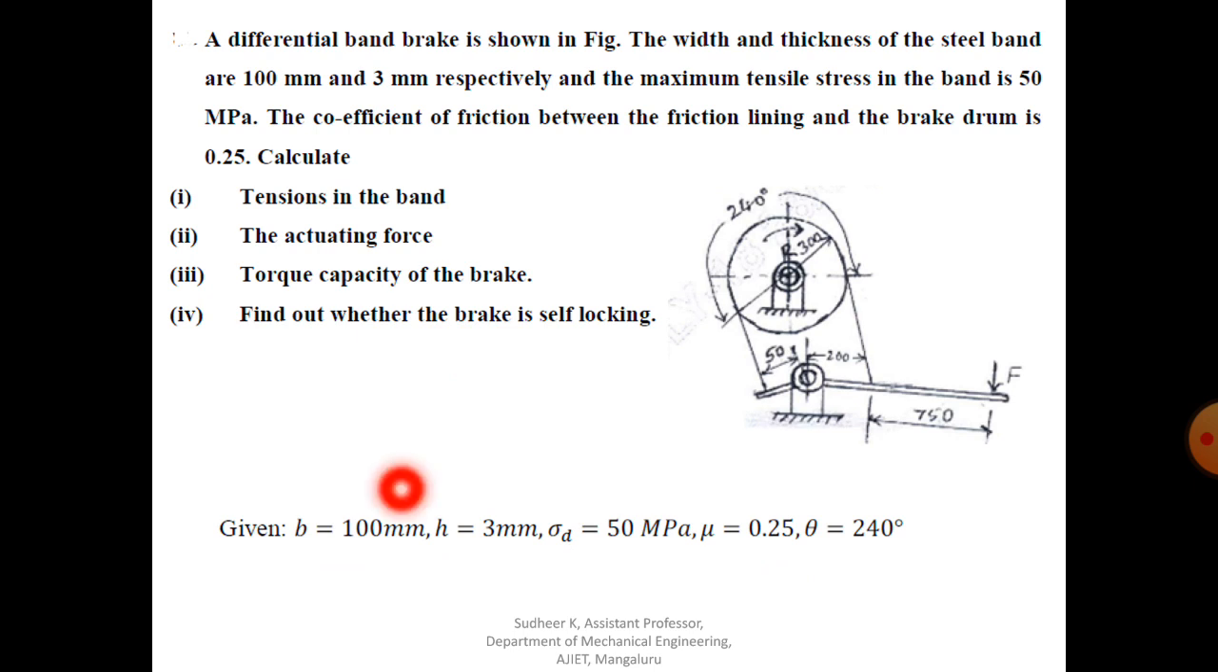Given B, the width of the band, is 100 millimeter, and the thickness of the band, denoted by H, is 3 millimeter. Sigma D is the design stress of the band, given as 50 megapascal, and the coefficient of friction between the friction lining and brake drum is 0.25. Theta is very essential here: 240 degree is given, which we have to convert into radian later.